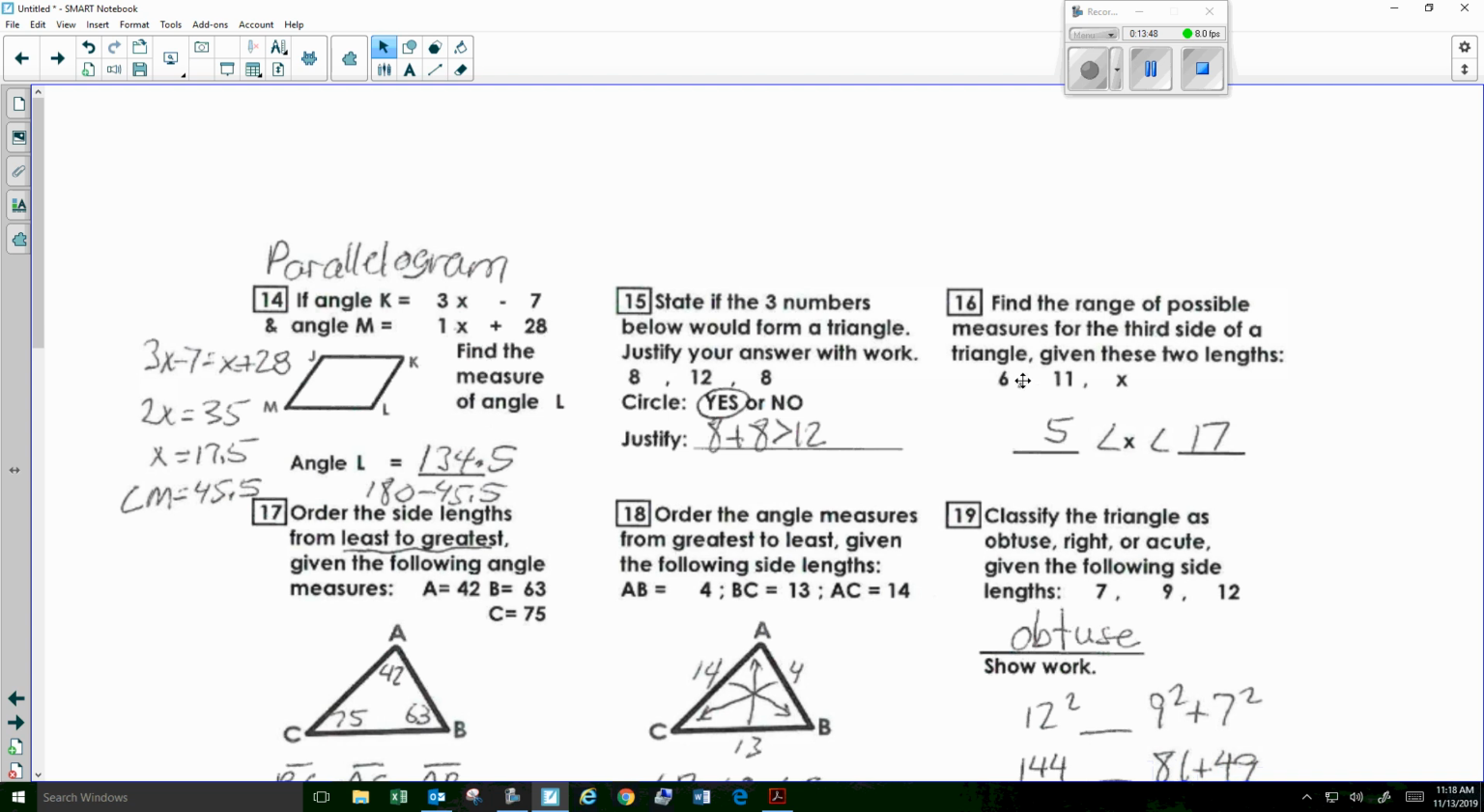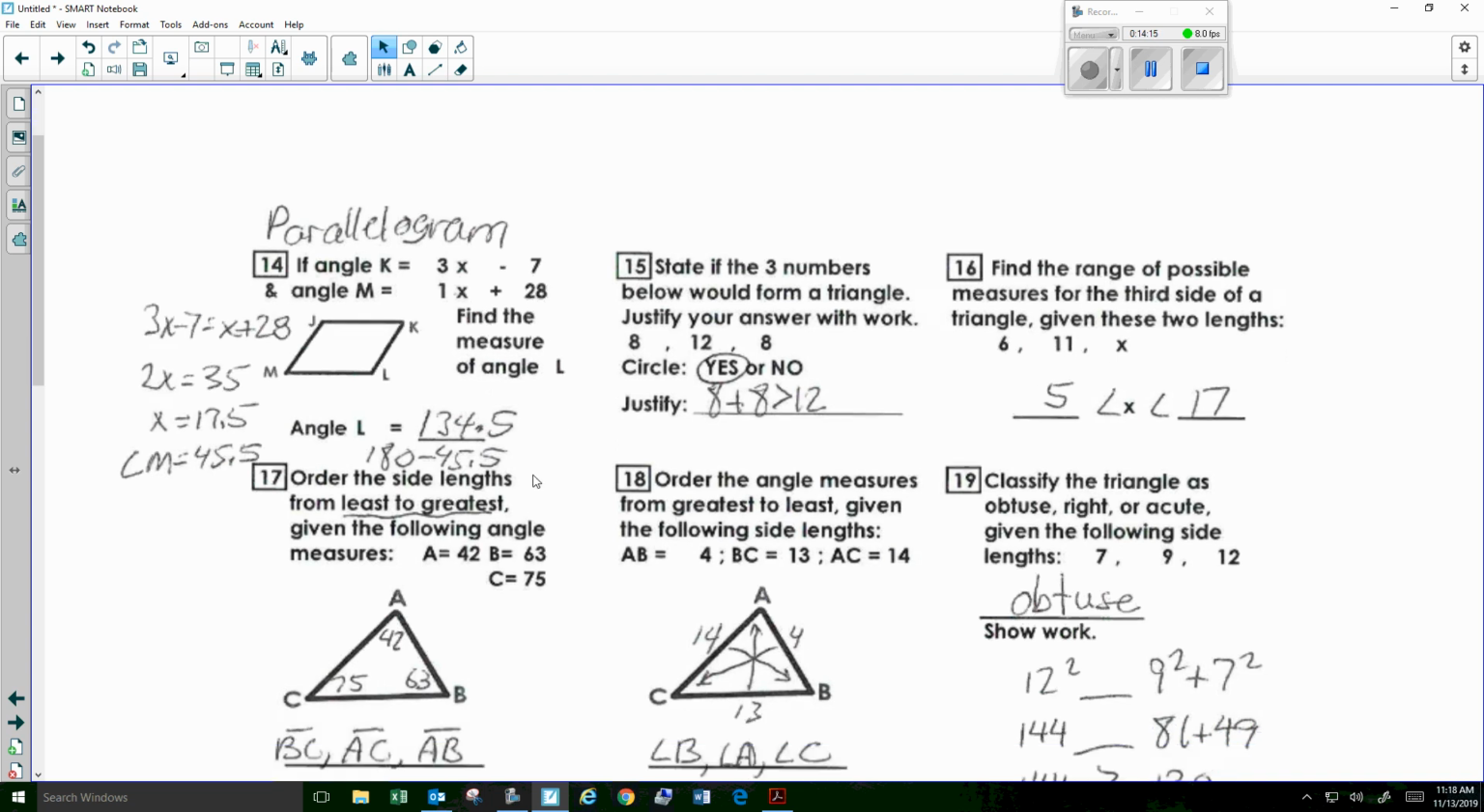Number 16, find the range of possible values. So that goes along with 15 here. They gave you all three sides there, but they only gave you two of the three here. The third one, remember, comes from subtracting the 2 and adding the 2. So if x was the smallest, we know x plus 6 has to be greater than 11, so x has to be greater than 5. If x is the longest side, then 6 plus 11 has to be greater than x, so x has to be less than 17. That's how we get those two.